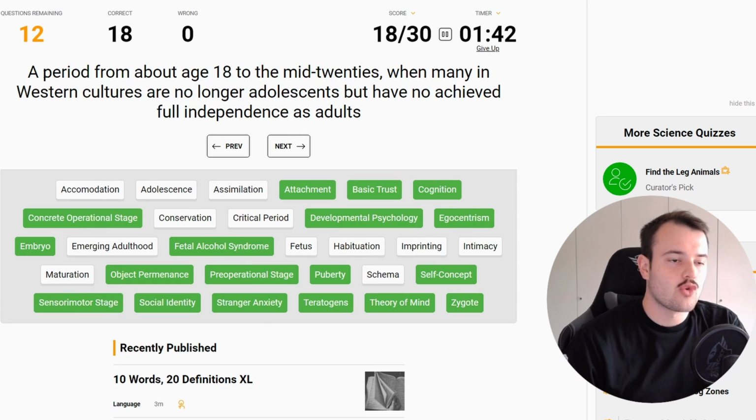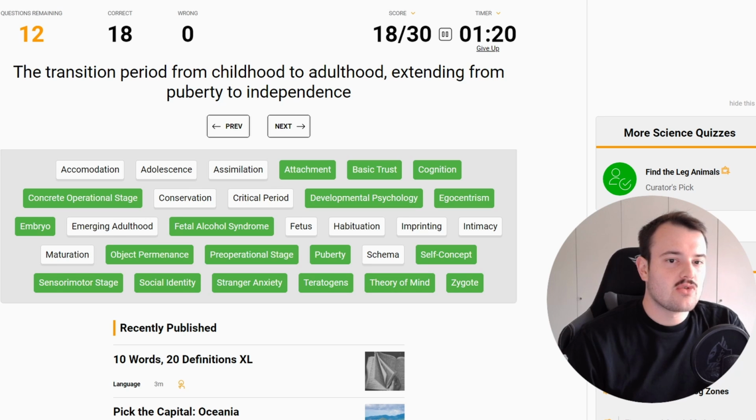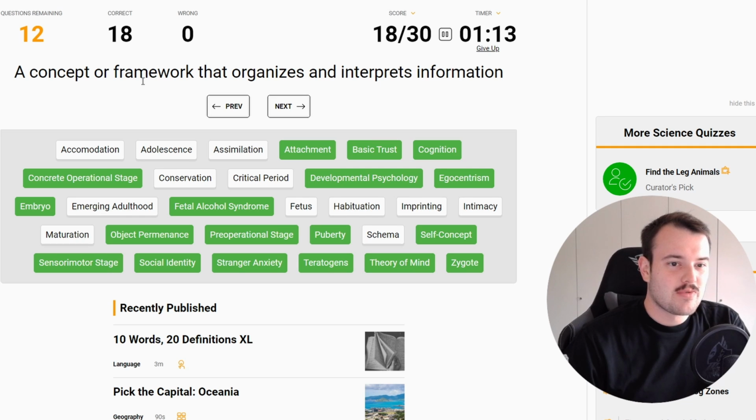xenophobia in later life stages. A period from about age 18 to the mid-20s when many in Western cultures are no longer adolescents but have achieved full independence as adults. That's gonna be adolescence probably, right? But I mean, adolescence is in there, so is that really, or emerging adulthood? The transition period from childhood to adulthood, extending from puberty to independence. Adolescence, emerging adulthood? A concept or framework that organizes and interprets information.